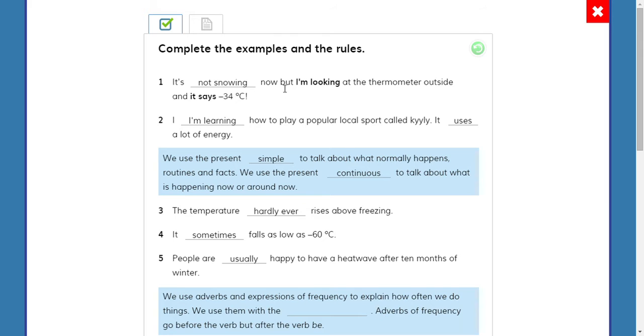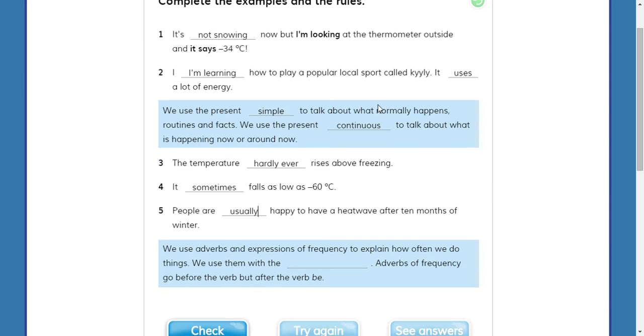Present simple and continuous. Remember, in this case, it's an activity in progress, no? And this is like a fact, could be a routine, or something that normally happens. In this case, it's a fact because it's like a consequence. It uses a lot of energy. Now, in this part, what happened? The thermometer hardly ever, it's sometimes, people are usually.